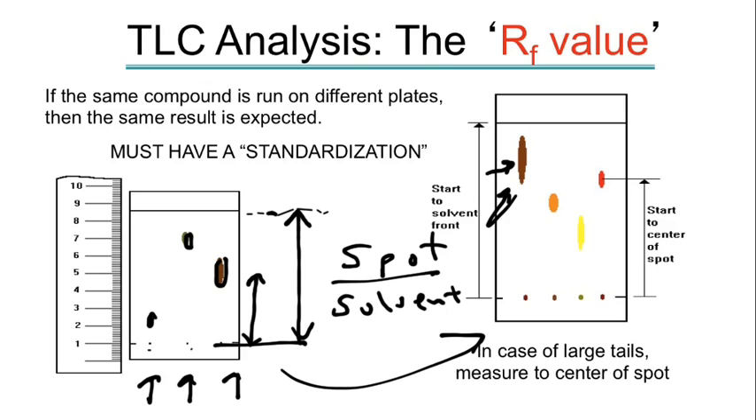Well, nothing can travel further than the solvent, so what's the absolute maximum value we could get for an RF value? Yeah, it would be 100%, or 1. All of your values are going to be less than 1.